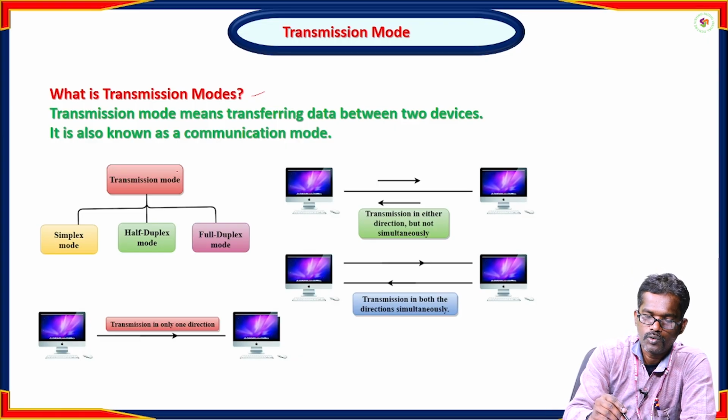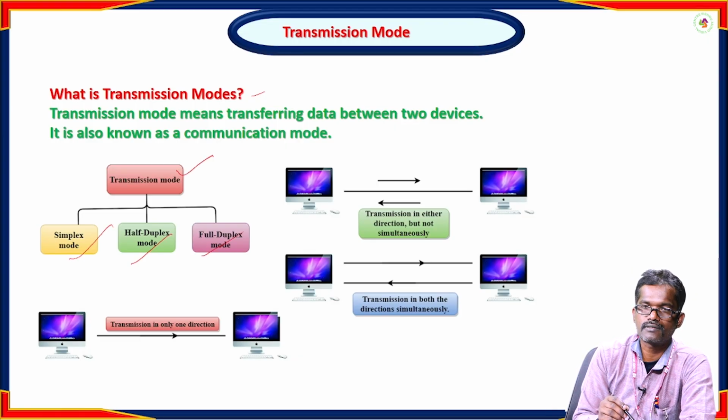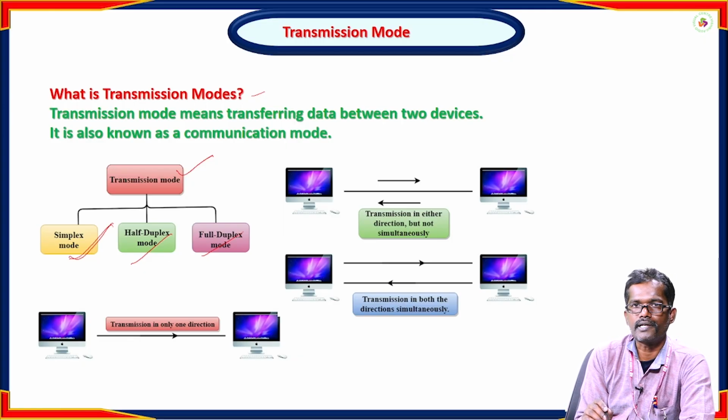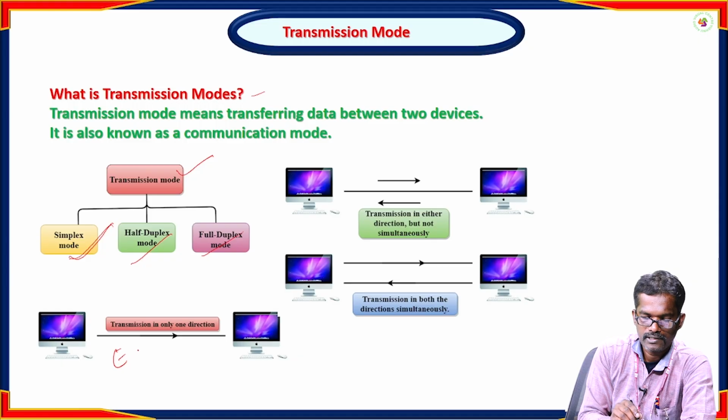Okay, transmission mode is of 3 types: simplex mode, half duplex, and full duplex. I'll say one by one. Simplex mode means only one-way communication. Here, this is an example for simplex.